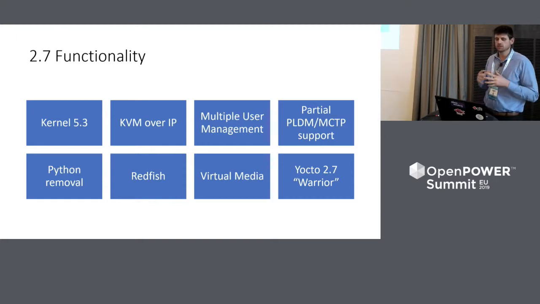Also in this 2.7 release was partial PLDM and MCTP. Those are messaging and transport protocols defined by the DMTF. There's also Redfish support. I have more on that later, as well as a move to Yocto 2.7. And Python is now optional, and that's the default for OpenBMC. We removed Python or made it optional for the flash reduction.